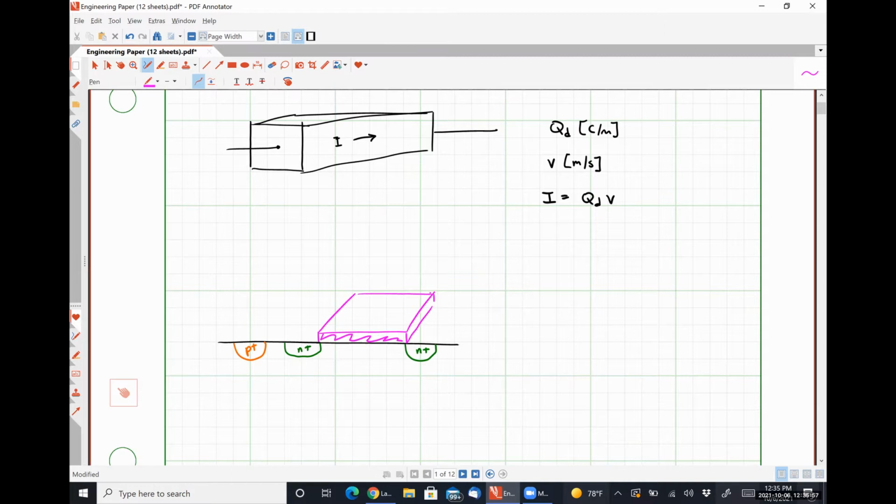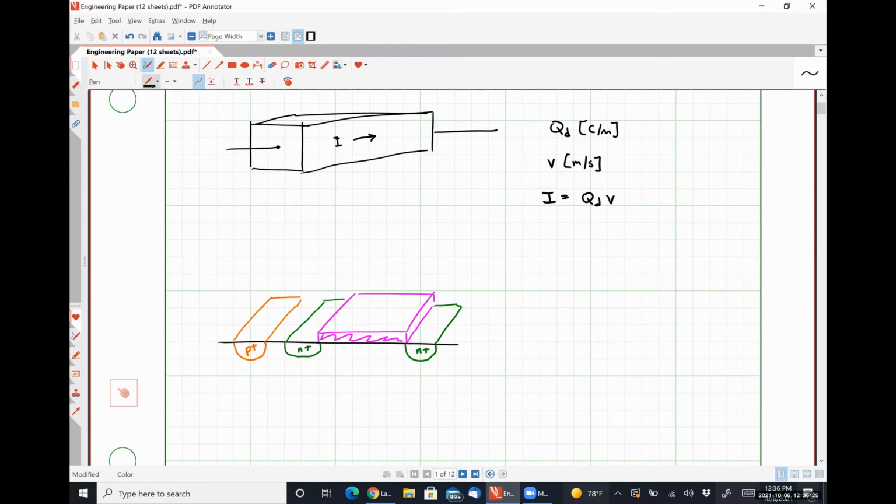So this is our gate. And then this is the profile of our active region that's going to form our drain. Similarly, this is a profile of the active region that forms our source. And our body connection will be something like this.